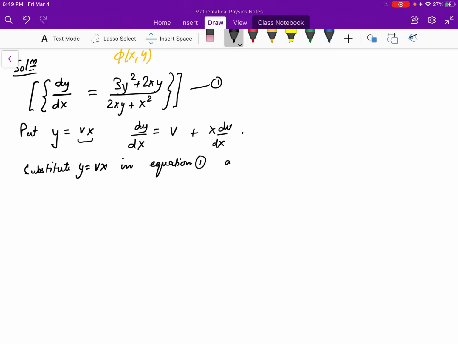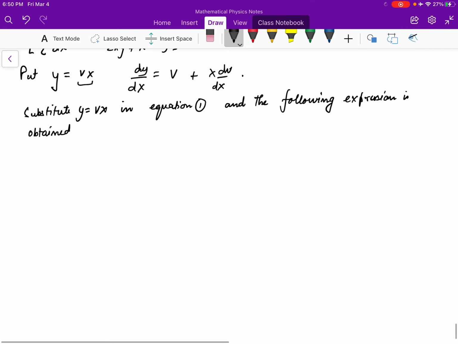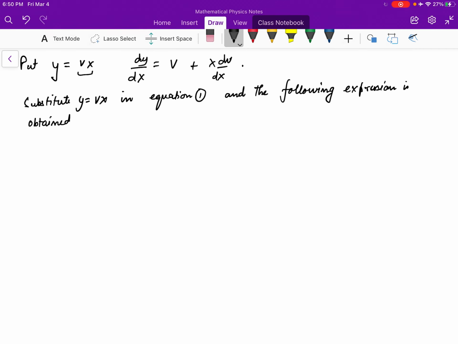So in equation 1, the following expression is obtained. So what kind of expressions are we expecting? That's something we will see, right? Since we have dy by dx on the left, let's replace it with the substitution we just made and took a derivative of, right?